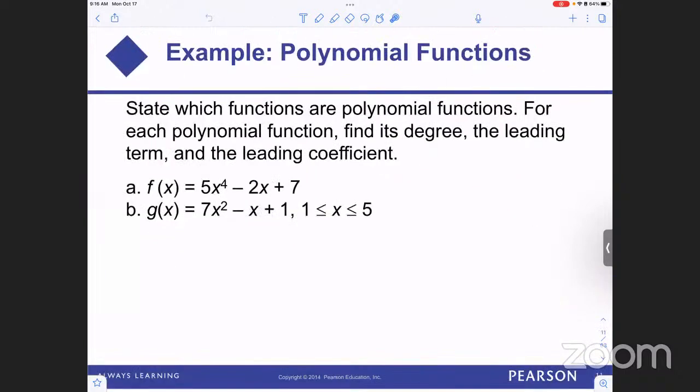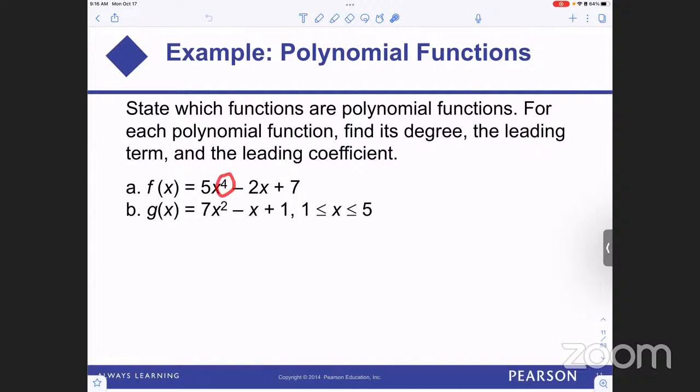So then here we're asked to state which functions are polynomial functions. For each polynomial function, find the degree, the leading term, and the leading coefficient. All right. Can someone tell me, is part A a polynomial, yay or nay? All right. So a polynomial is a finite sum of monomials. Notice, how many terms does this polynomial have? Terms are things that are added or subtracted. So how many terms does it have? All right. It has 3 terms, so we will call this a trinomial, right?